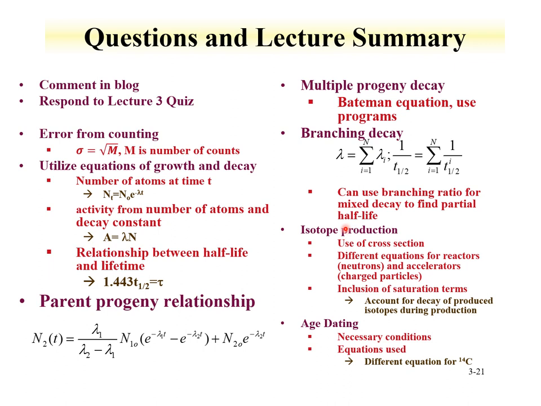For isotope production, you should be able to use cross-sections for isotope production and understand there are different equations for reactors and accelerators. And you should be able to include the saturation term that accounts for the decay of produced isotopes during production. Finally, this lecture discussed age dating using isotopes. You should be able to understand what the necessary conditions for dating to be successful are and what equations can be used for this, particularly the different equations that are used.